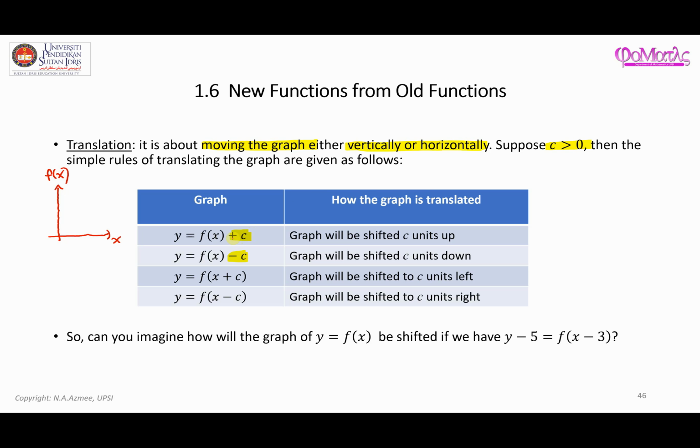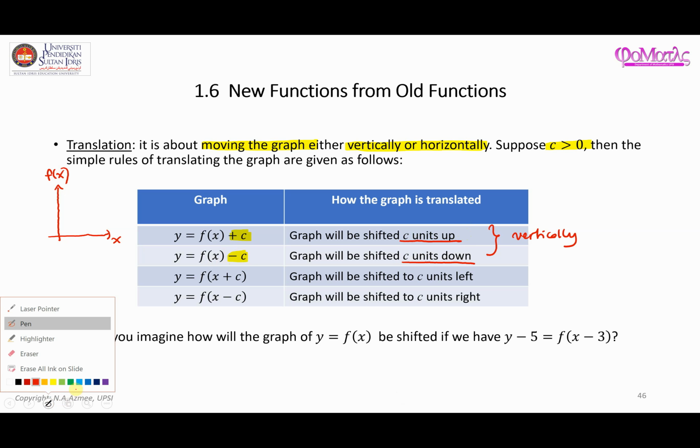So when you do a change with respect to f(x), you will expect the graph to be moving vertically. You are talking about moving the graph vertically because you are making changes to f(x). f(x) is the vertical axis. So now if you add a constant c to f(x), that means the graph will be shifted c units up. That is the vertical movement we are talking about. And if you subtract c from f(x), that means the graph will be shifted c units down.